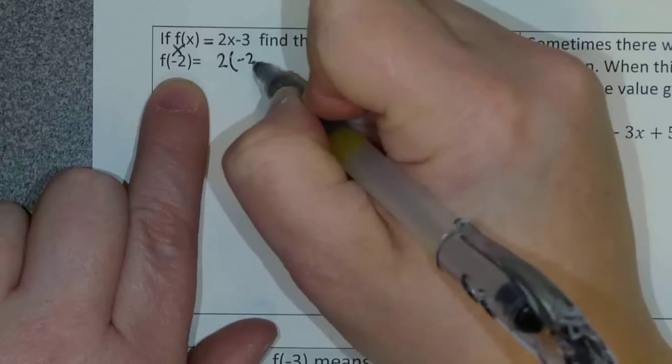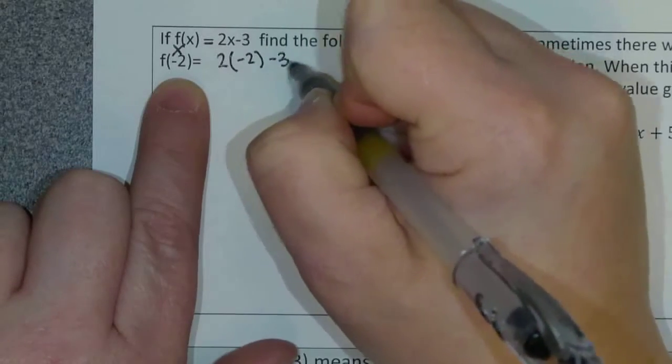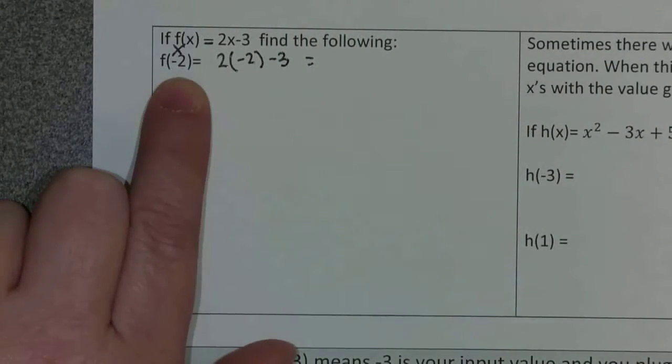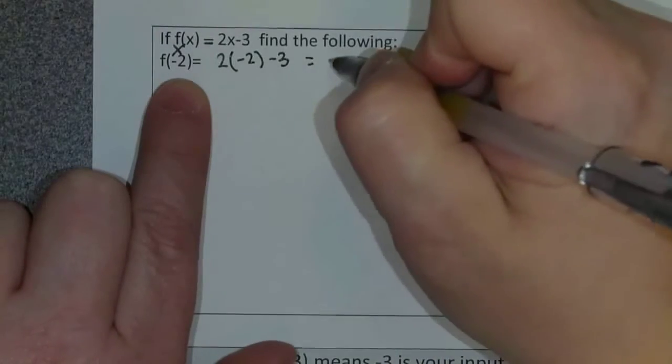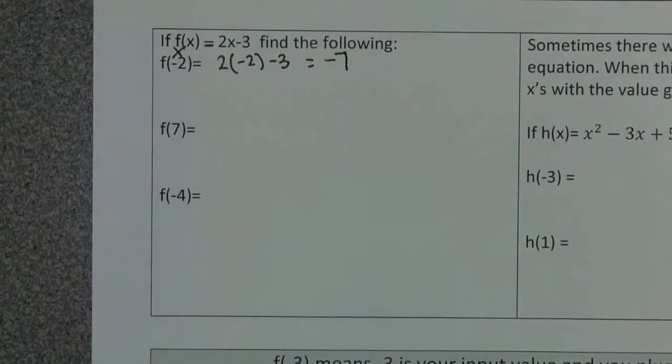So you'd have 2 times negative 2 minus 3. When you do that, what do you get? It is negative 7. So your answer is negative 7 on the first problem.